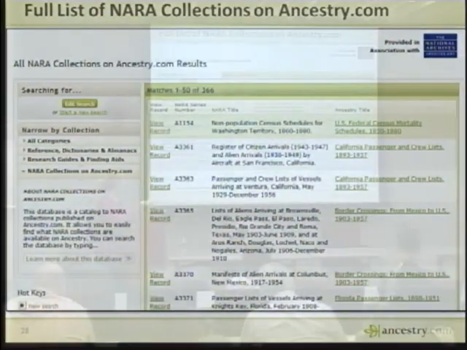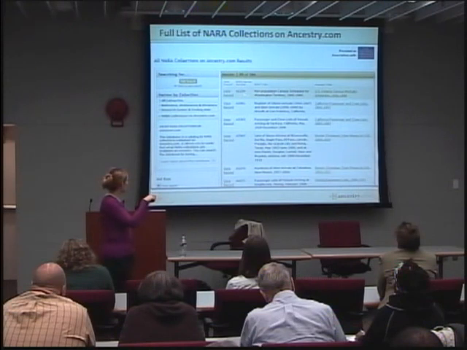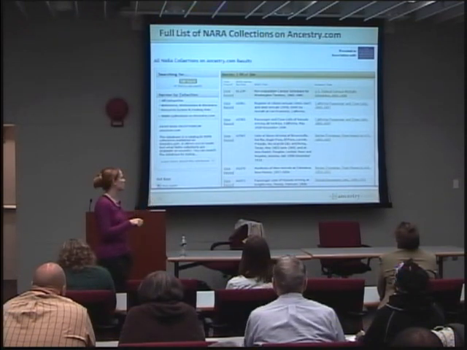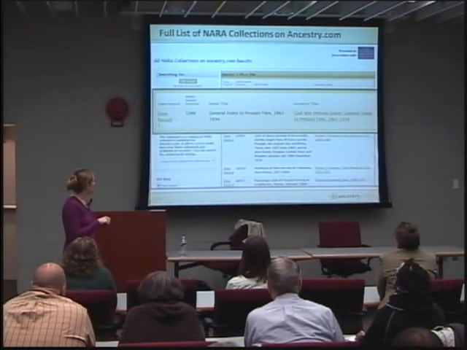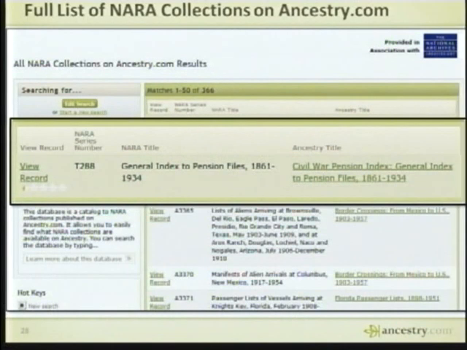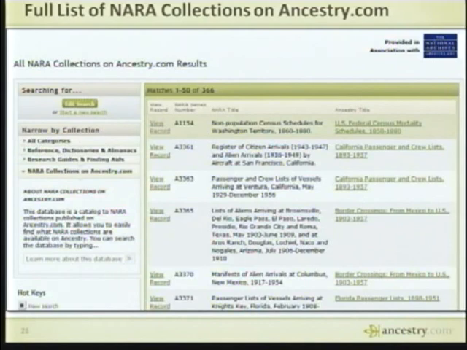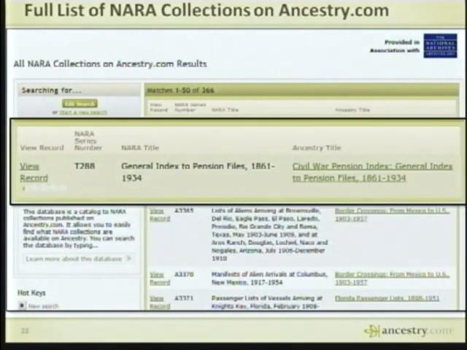What I get here is the NARA series number, the title on NARA, and then the Ancestry.com title. Something to notice is that the NARA titles are not necessarily the same as the Ancestry title. So if you know a NARA title and you go looking for that exact same title on Ancestry.com, you may not find it. So you need to know those. That's how you can find this complete list. Like I said, you can scroll through and things like that.